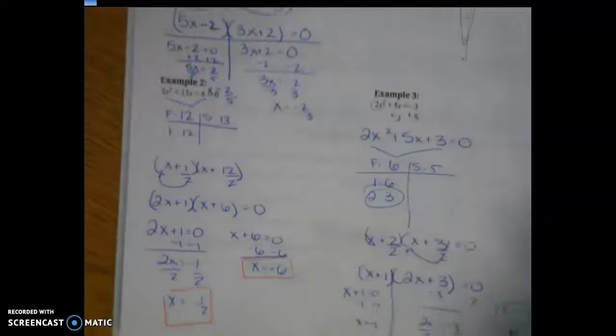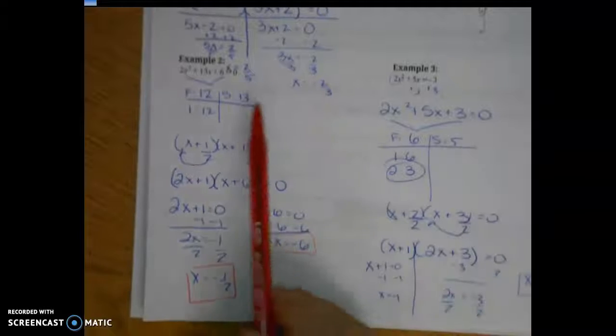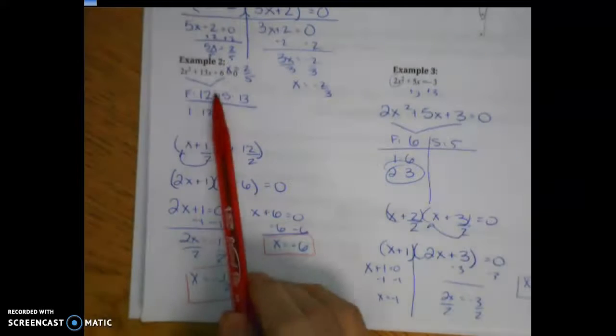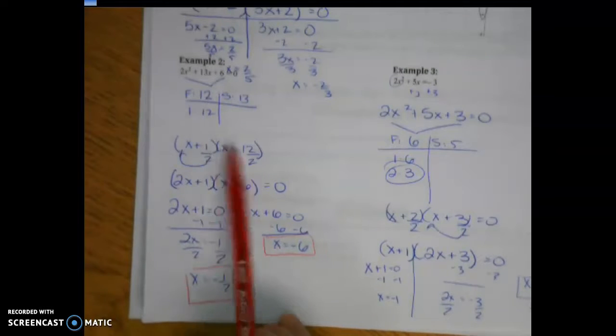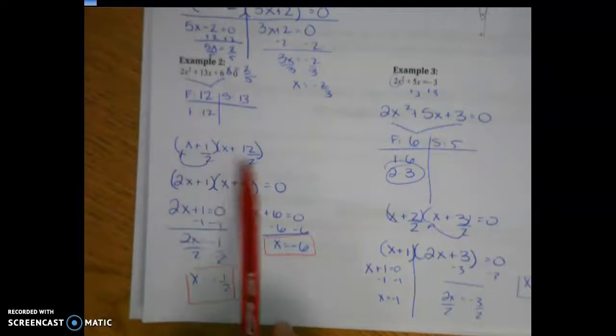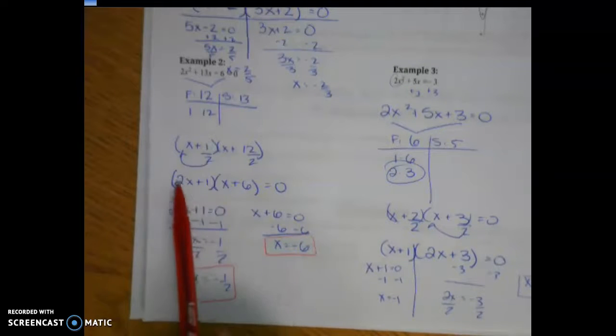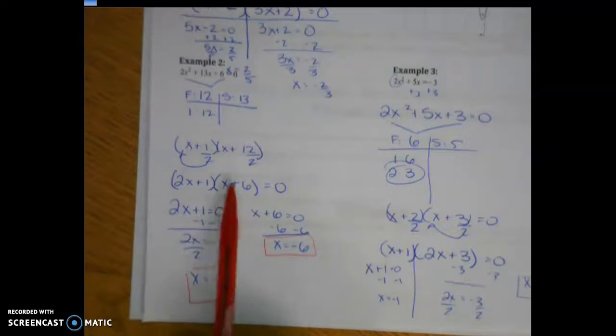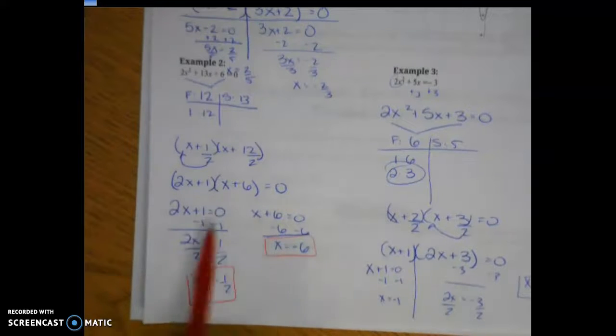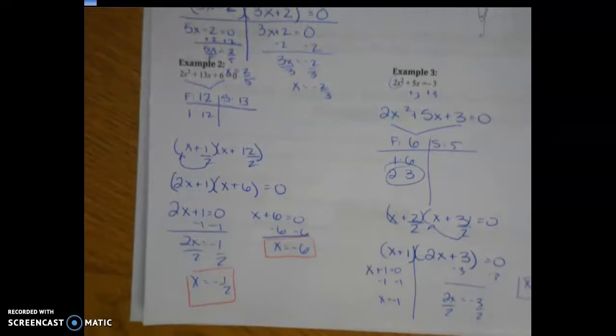Here is your work for example 2. I did 2 times 6 and got 12. I found my factor pair was 1 and 12. I divided both by 2. This was a fraction, so I slid my 2 over, and this was divisible, so it's x plus 6. When you solve your 2 equations, you get x equals negative 1/2 and x equals negative 6.